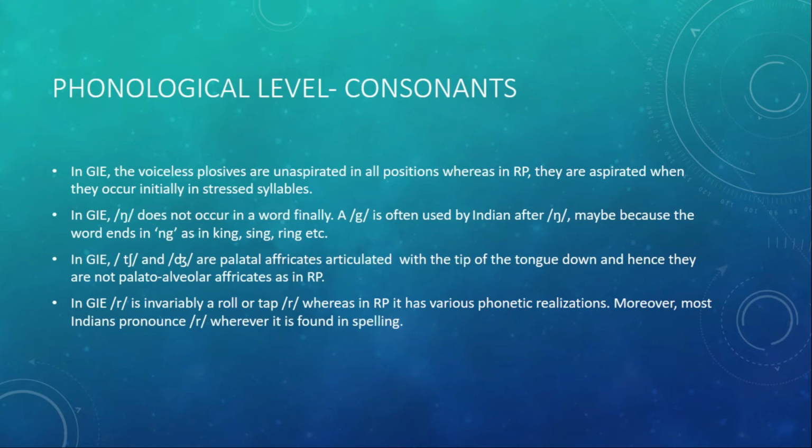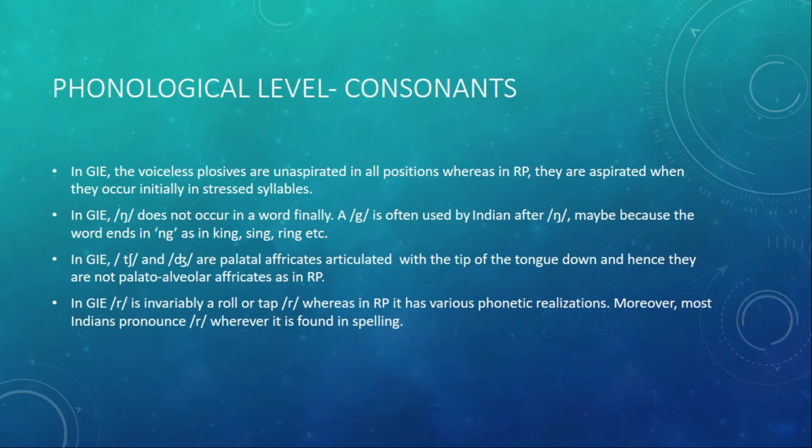Another point is, r is actually a complicated sound in RP, because in RP it is not pronounced everywhere it appears. Also, r has a different pronunciation depending on where it is found inside a word. But in GIE, regardless of the position of r, it is pronounced like a roll or a tap. Instead of saying river, we say a rolled r river.